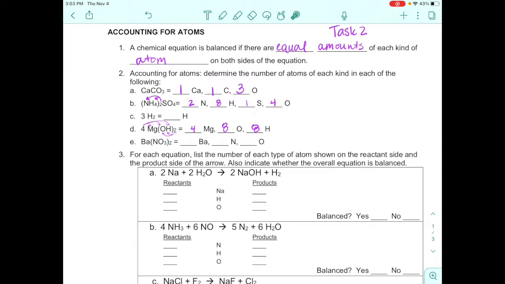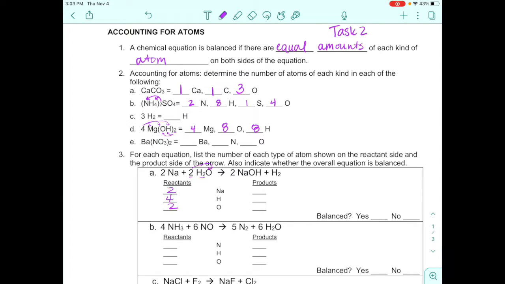Okay. So let's do a quick inventory here. So sodium on the left, there are 2 of them because there's a coefficient. Hydrogen on the left, there's a coefficient and a subscript. So coefficient here, subscript right there. So you're going to multiply. 2 times 2 is 4. Oxygen does not have a subscript, but it does have the coefficient, so there are 2 of them.